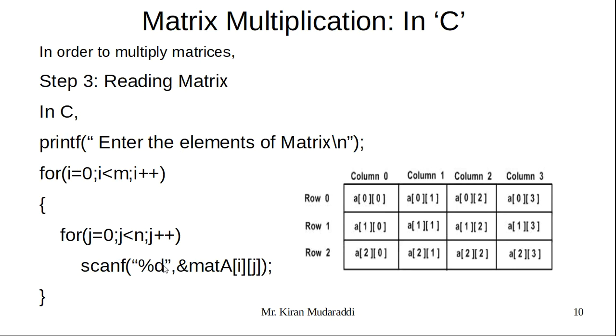Here comes the third step, reading a matrix. This is two-dimensional. Usually matrices consist of rows and columns, so we need to have nesting of loops. The first for loop is concerned with rows, the second for loop is concerned with columns. If 3 rows and 3 columns, how many elements will be there? 3 into 3, totally 9 elements. 9 times we need to execute scanf using nesting of loops.